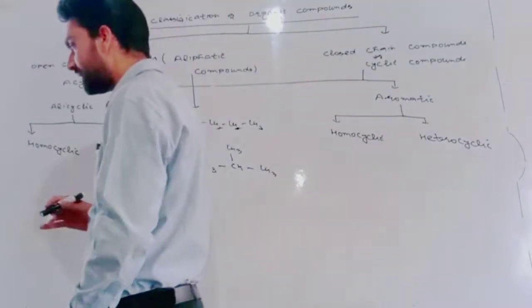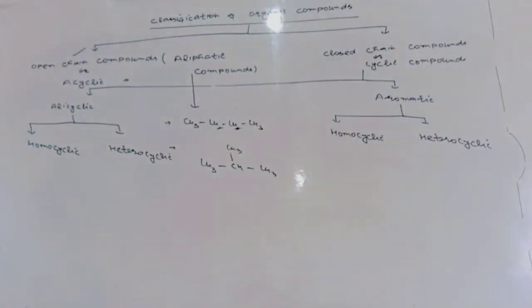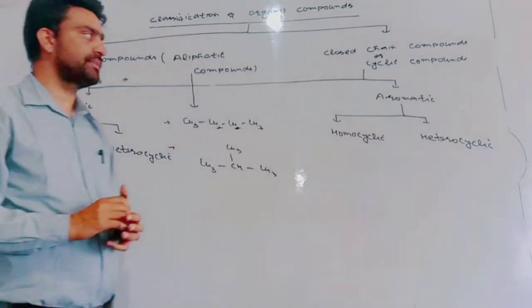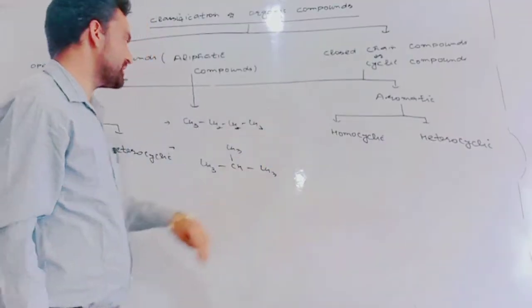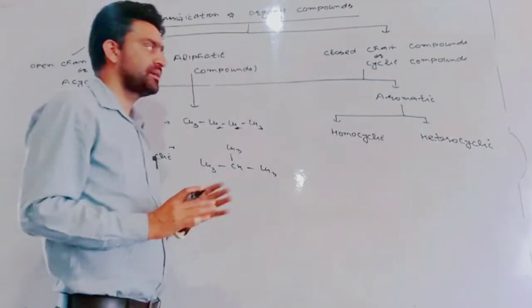Closed chain or cyclic compounds: these compounds contain one or more cyclic systems in their molecules. They are further differentiated into two types. First is aromatic and second is alicyclic. What are aromatic compounds?